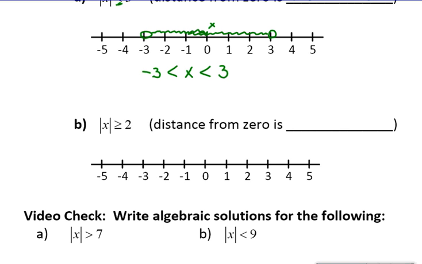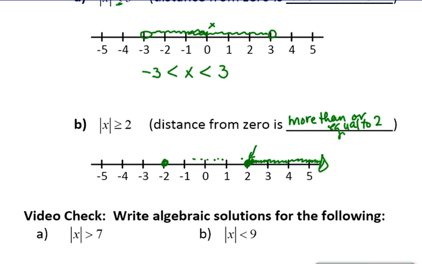Absolute value of x is greater than or equal to 2. The distance from 0 is more than or equal to 2. So again, I'm looking for numbers that are exactly 2 away, so 2 to the right, 2 to the left. So again, you're counting from 0 there. But this time it says that they need to be more than 2 away. So here's exactly 2 away right there. More than 2 away is going to be this way. That's 3 away, 4 away. These numbers are all more than 2 away from 0.